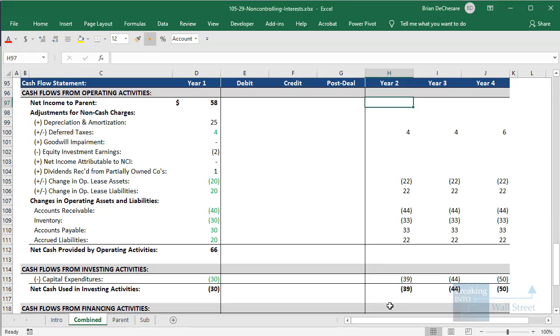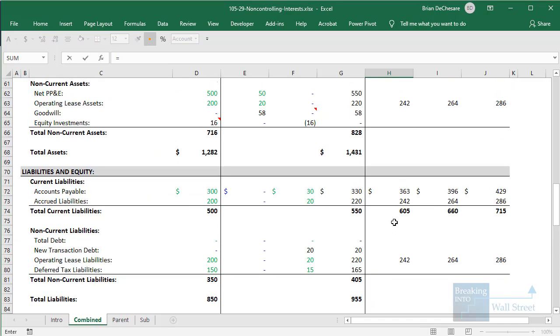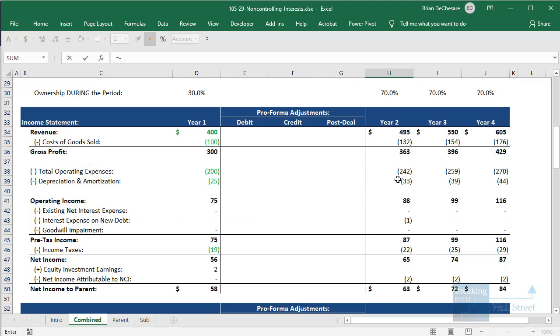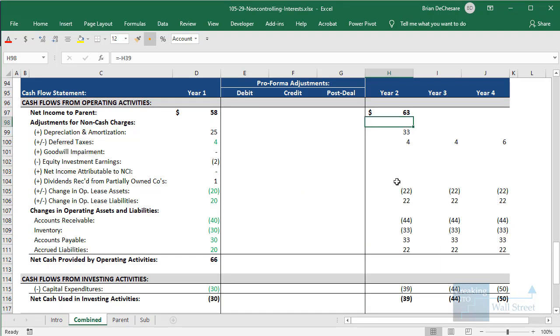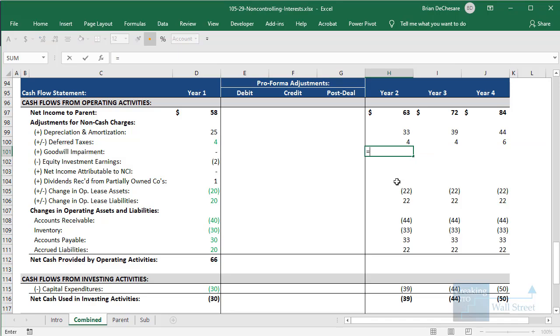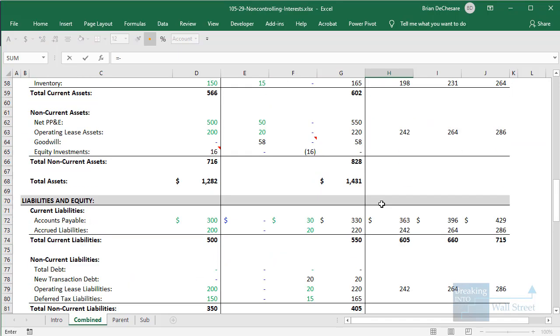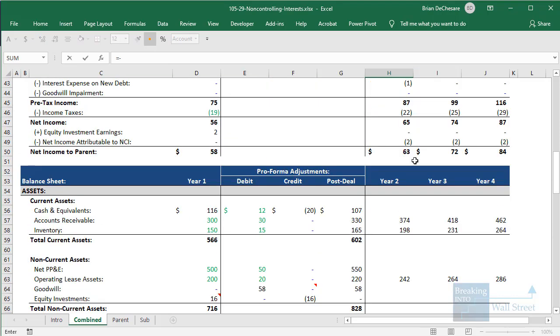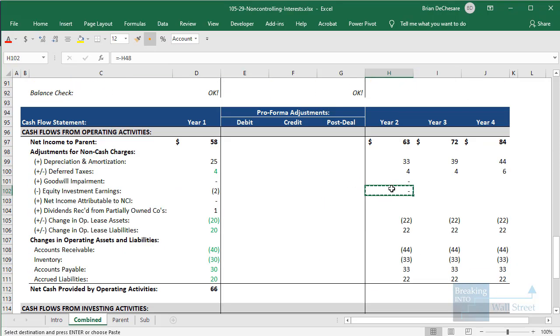So let's go into the cash flow statement and make these adjustments. I'll start with net income to parent, linking to the income statement. Depreciation and amortization will go up and link to this and flip the sign. And we can copy both of these across. Goodwill impairment, equity investment earnings, and net income attributable to non-controlling interest. For these, we can just go up and flip the signs. So there isn't much to say about this. And we're just flipping these because these are all considered non-cash items.